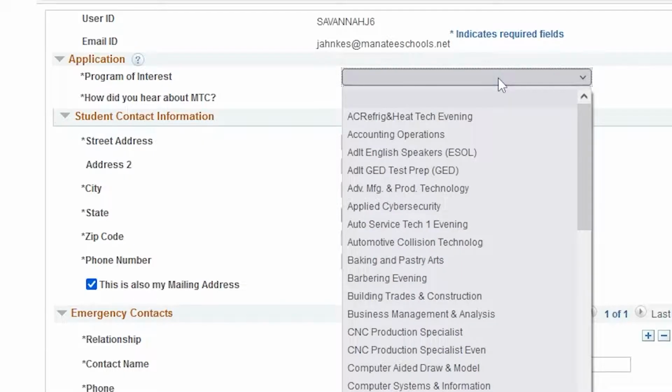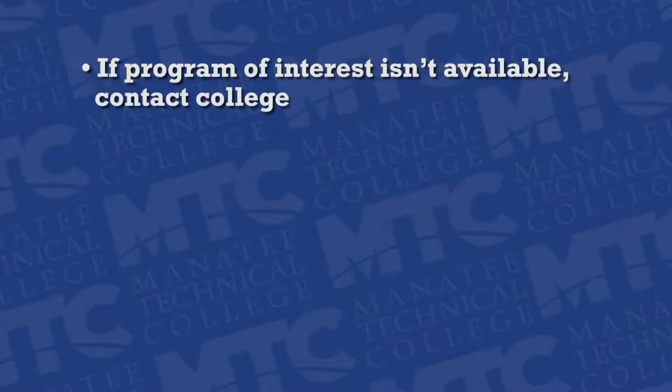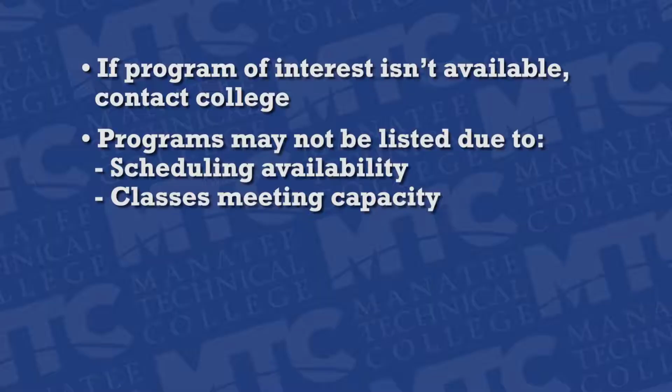The first question is your program of interest. There's going to be a drop-down box, and this lists all of the programs we offer here at Manatee Technical College. Select the program that you are interested in attending. Please note, if your program of interest is not available in the drop-down menu, please contact the college. Programs may not be listed due to scheduling availability or to meeting capacity for the upcoming terms.